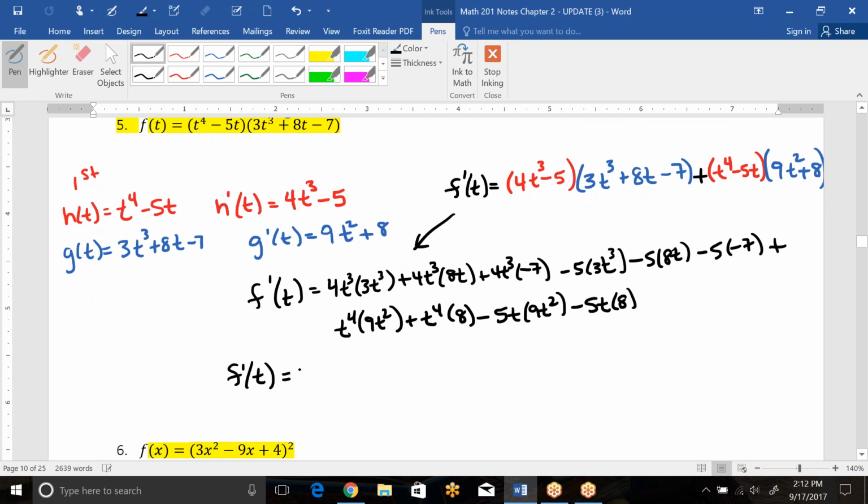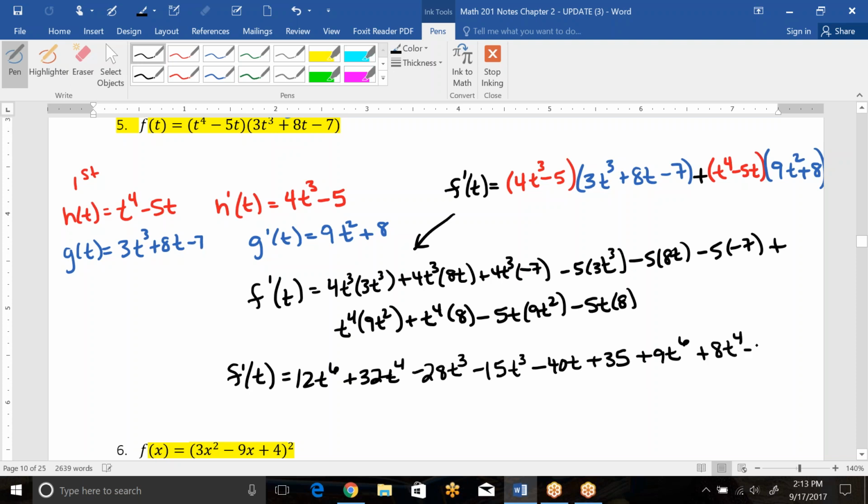So for the first one, we get 12t to the 6, because you add the exponents, plus 32t to the 4th, minus 28t cubed. Then we would have negative 15t cubed minus 40t plus 35. So that's getting us to right here. On the next line down, we would have plus 9t to the 6th plus 8t to the 4th minus 45t cubed and then minus 40t.